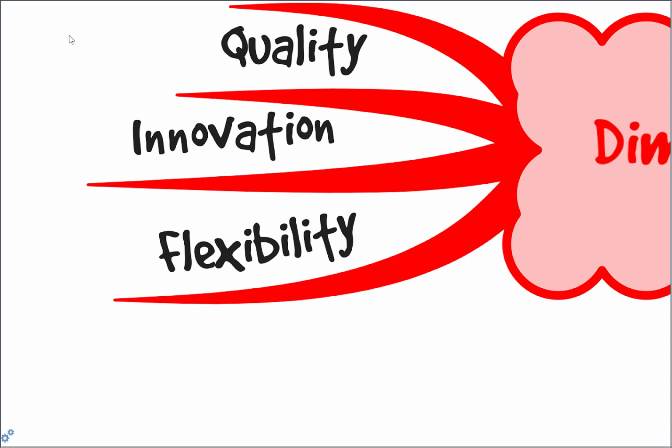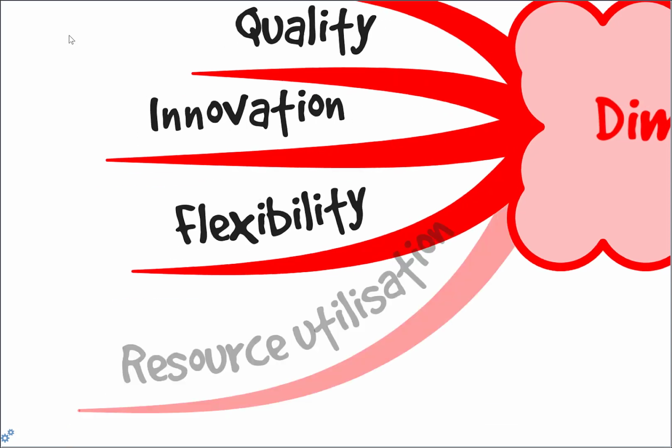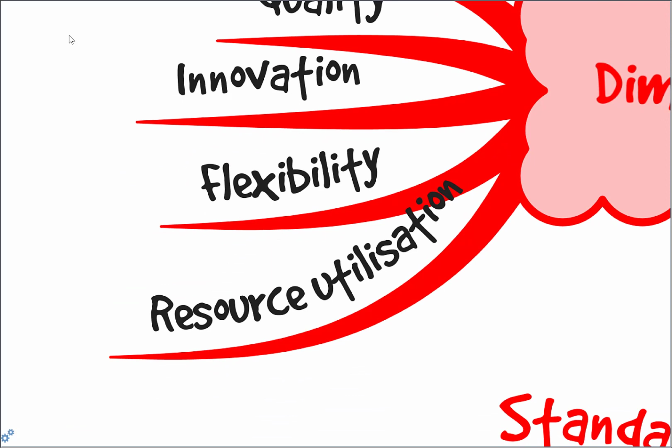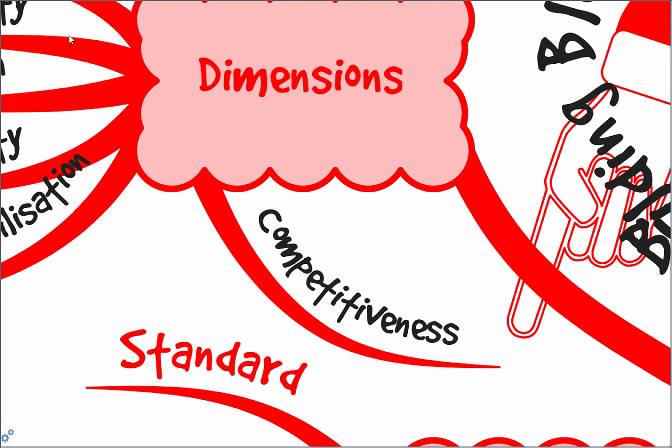An organization is flexible when it is able to meet the needs of its customer. Next we have resource utilization, which is how well the organization utilizes its resources to provide the service to its customer. And finally, focusing on competitiveness, the ability to compete with your competitor. There is always a possibility the examination question will ask students to suggest measures for each of these dimensions.